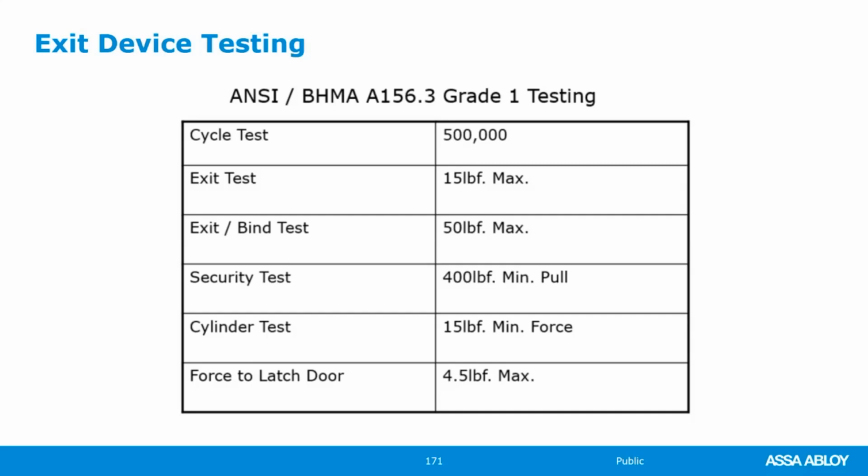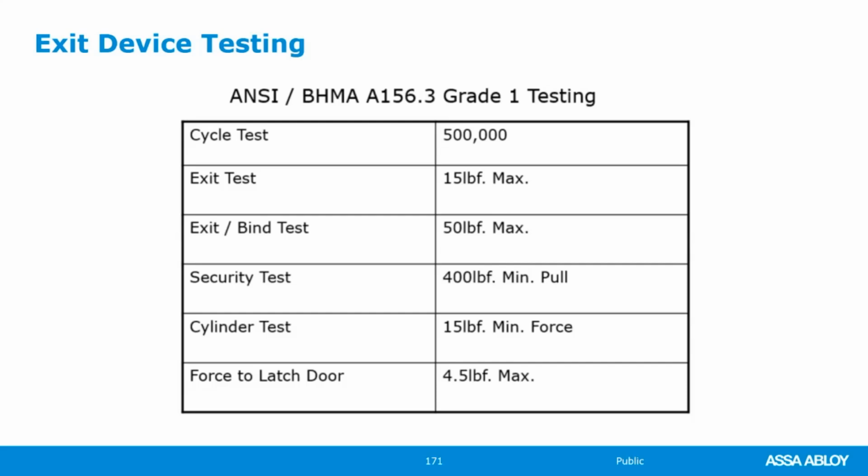Now, we are seeing in California, their codes, their local jurisdiction, there's the word I was looking for. The local jurisdiction is now saying 5 pound. We do offer a 5 pound open force option for the Corbin Russwin 5000 series exit device.